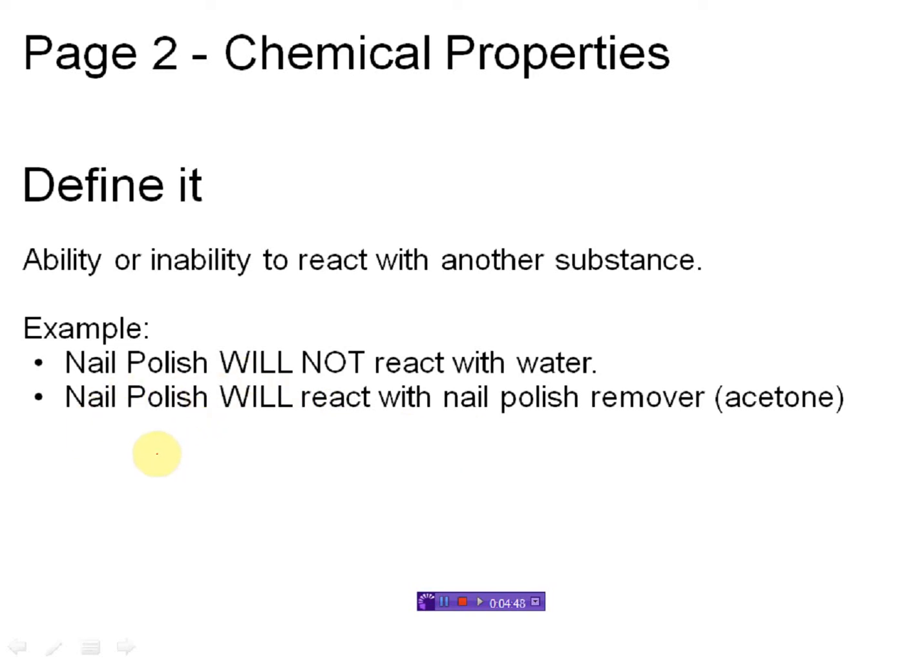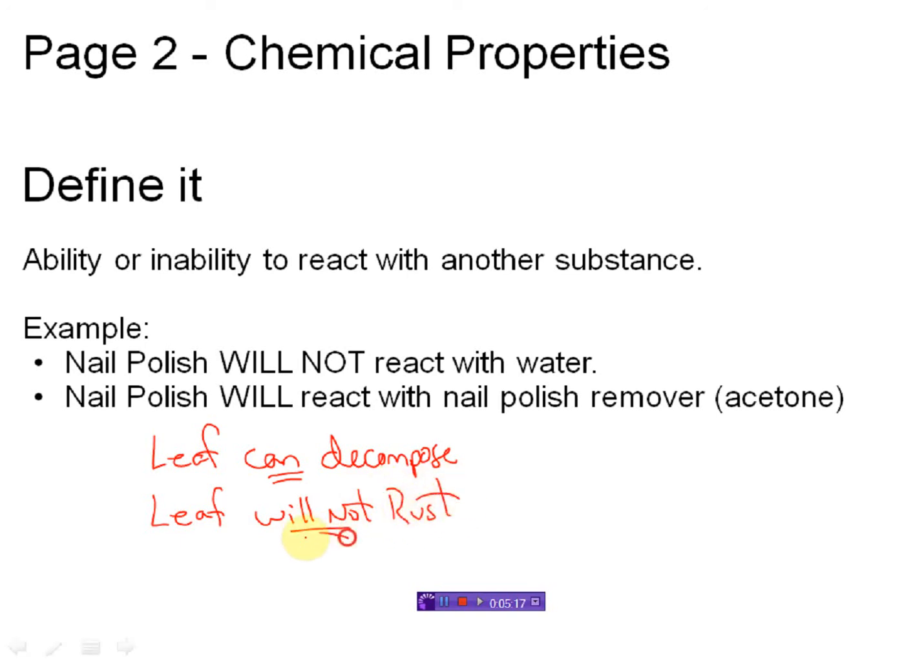A chemical property I could say is that a leaf can decompose. Now, I want you to know I did not say that it is decomposing. I said it can decompose. It may decompose. It has the ability to decompose. I can also say a leaf will not rust. It will not do that. So these are things I can say.